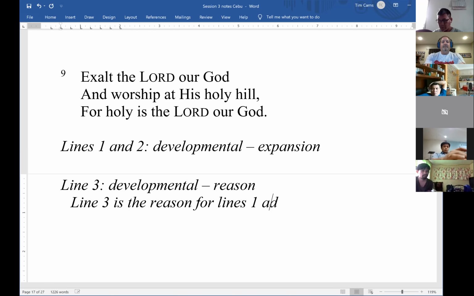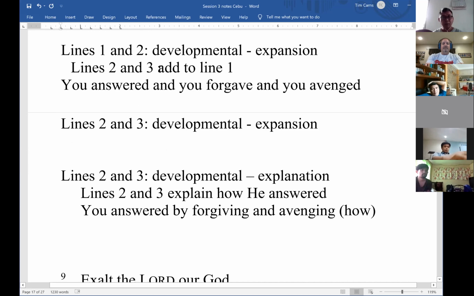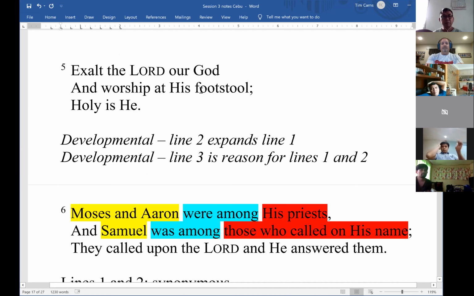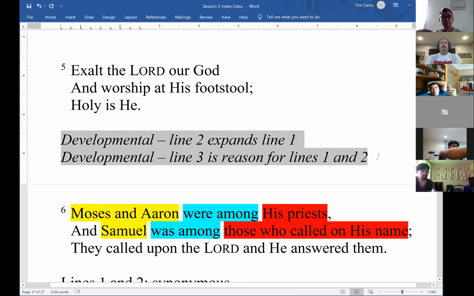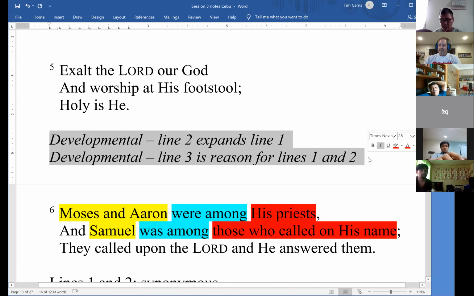Now, let's compare, because verse 9 is almost exactly the same as verse 5, right? Verse 5 is: exalt the Lord our God, worship at his footstool, holy is he. And that's exactly how we figured it out for verse 5. All right, so good. We're consistent. Okay, so what do we do with all this? All right? Pastor Ted. Yes, sir.